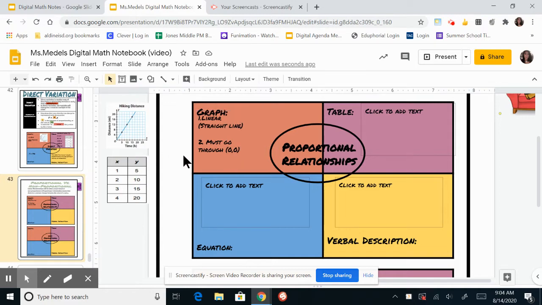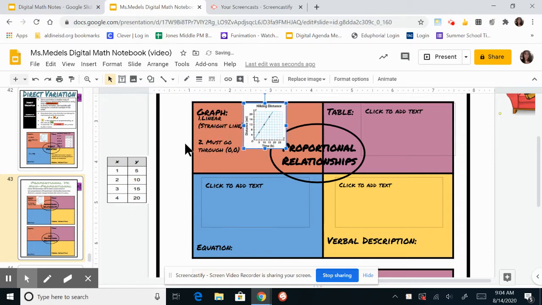So an example of a graph that is a proportional relationship is this graph right here. Okay, and I want you to notice that this graph satisfies both requirements. It is a straight line and it's going through 0, 0, or it's starting at 0, 0, which is also called the origin.